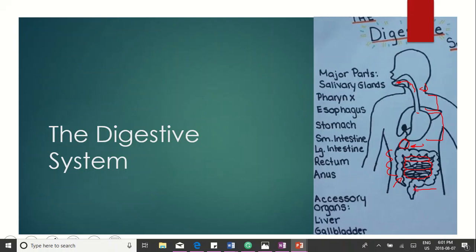Getting back to the purpose of the large intestine, this organ's main function is water absorption. The rectum is a storage site for fecal matter. And then the anus is the opening where waste can be excreted.